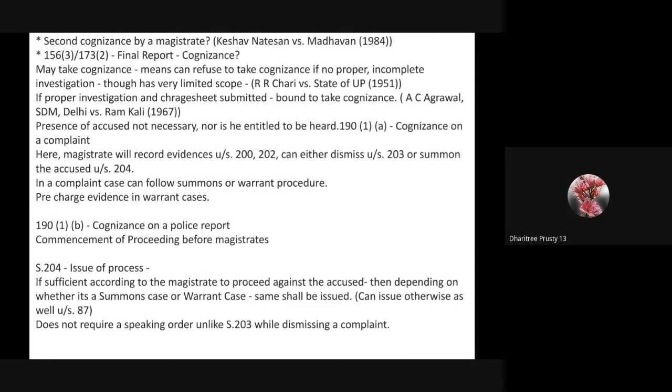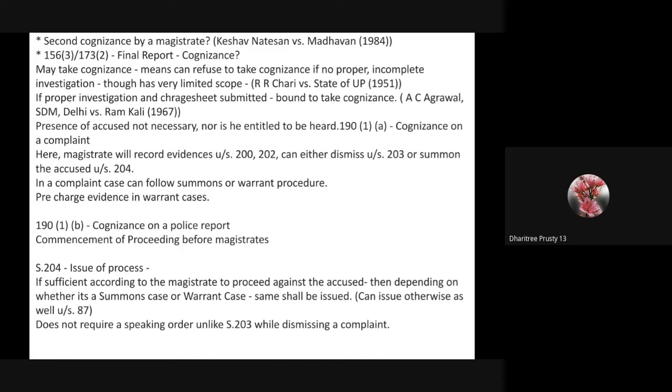magistrate is possible. As always, I keep giving you exercises that we'll discuss at the end of the session. So this is one question that I'm putting to you, whether a second cognizance can be taken by a magistrate on the same set of facts. When I say a second cognizance, that means on the same set of facts, a second cognizance by a magistrate. This was discussed in Keshav Nateshan versus Madhavan, 1984 case. However, I want you to answer it, and if not, then we'll discuss it at the end of the lecture anyway.